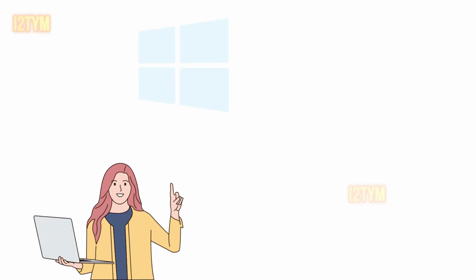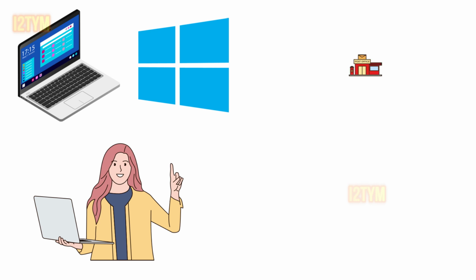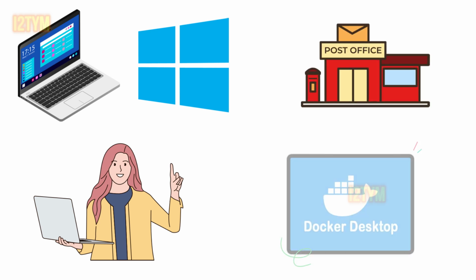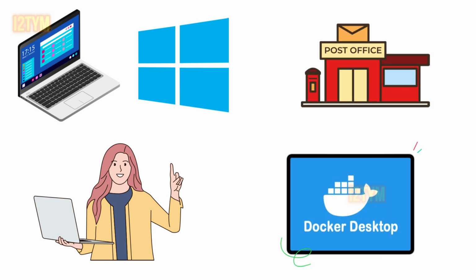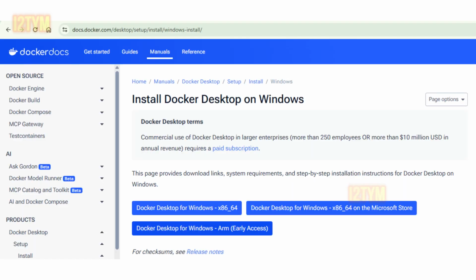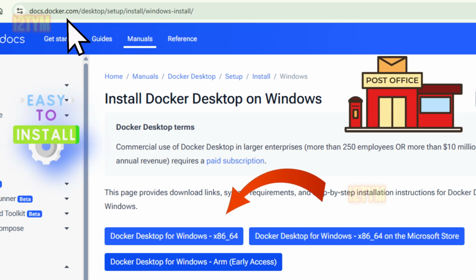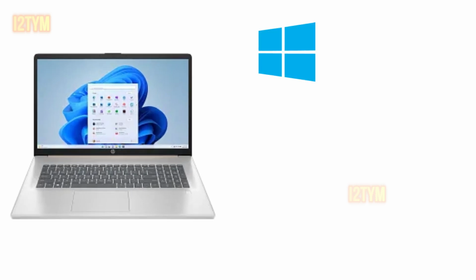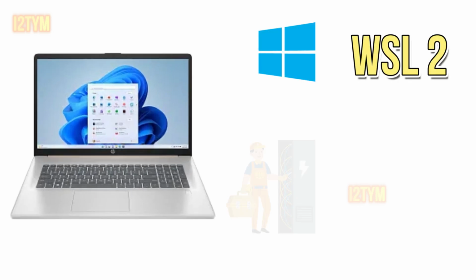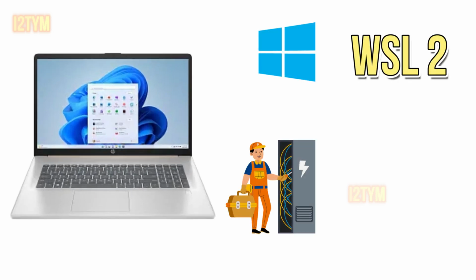If you are on Windows, you can set up your post office branch by installing Docker Desktop, the official app that makes managing packages super easy. Just go to the Docker website, download the installer, and run it, like getting your post office building ready for business. For Windows, you might need to enable a helper called WSL2. It's like making sure your post office has electricity and plumbing before you open the doors.